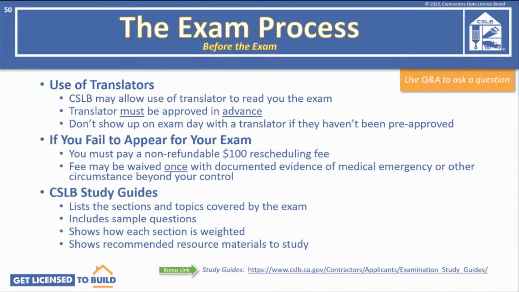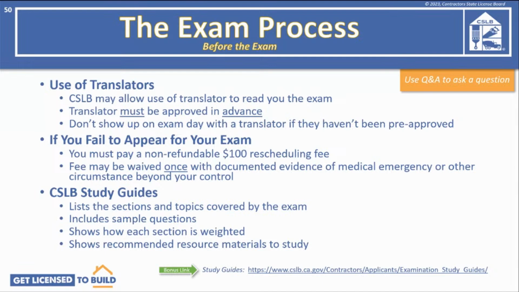You cannot just show up on the day of your examination to the test center with someone to translate the exam for you. When you have an exam date, make sure you do not miss it. If you fail to appear for your exam, you will have to pay a non-refundable $100 fee to reschedule.